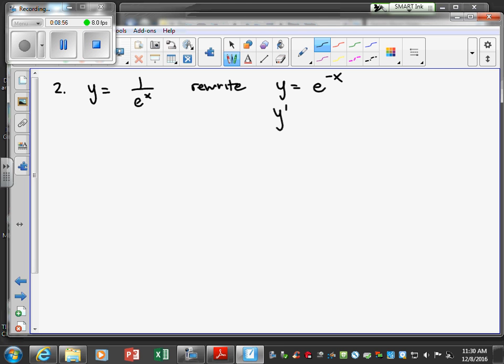So y prime is just going to be e to the negative x times the derivative of what's in our exponent, right? So what is the derivative of negative x? Just negative 1, right? So y prime is just going to be that negative 1 times e to the negative x.